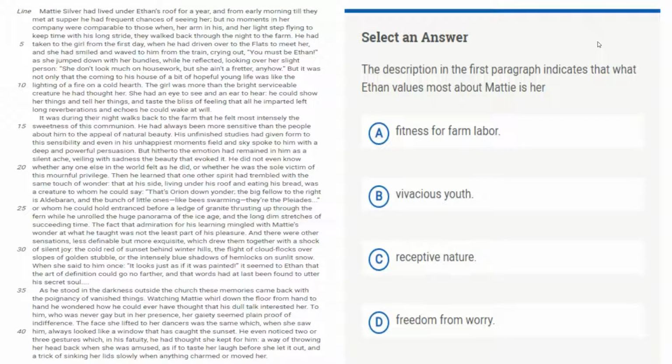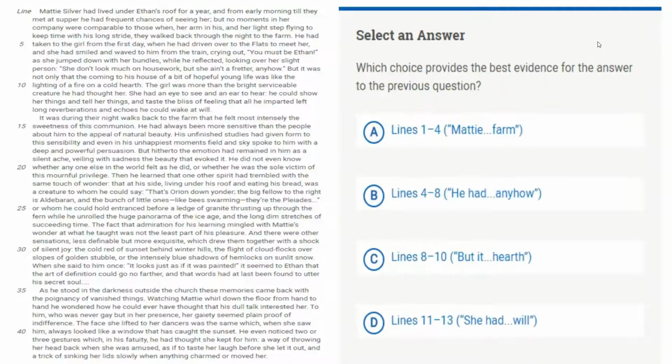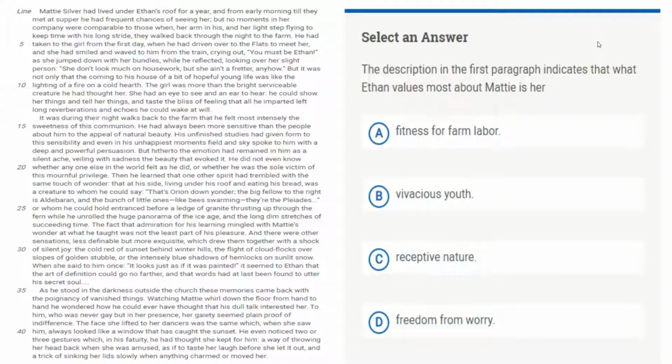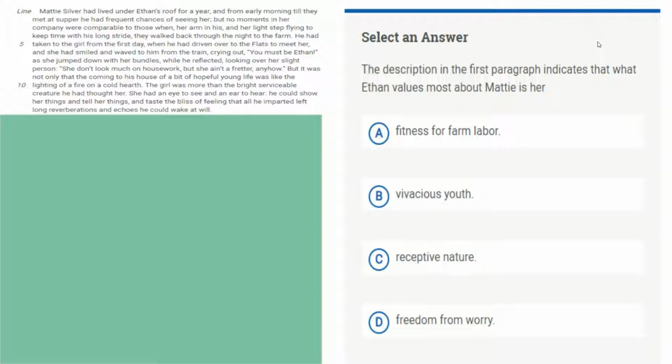Here on the left side we have the passage, which we read, and on the right side we have the answer, which we selected. This is the first question, and this is the second question. So we'll go back to the first question. The description in the first paragraph indicates that what Ethan values most about Maddie is her... So the first thing that we can do when we're reading this is get rid of everything except for the first paragraph. Often on these types of questions, they will have some sort of eliminating factor. They'll have the first paragraph, the second paragraph, or the last paragraph. And that goes for general reading, not just these types of questions. But regardless, we should make a mental note to disregard everything outside of the first paragraph.